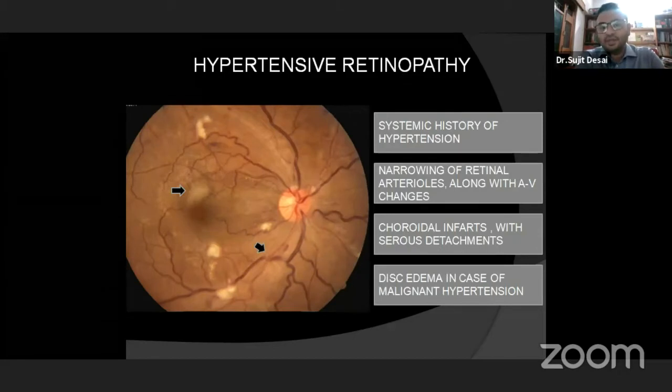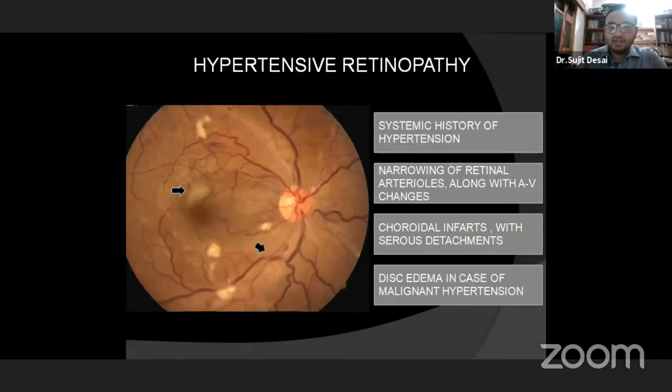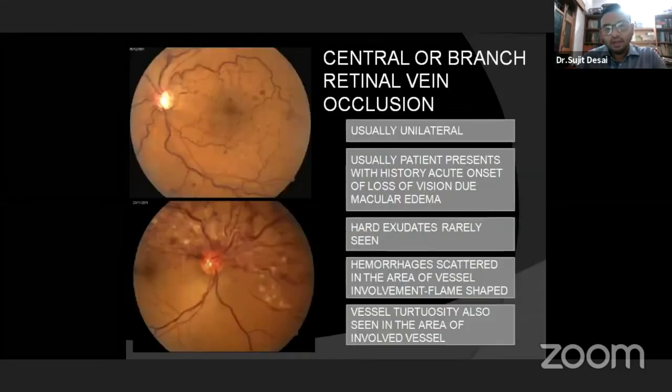We see AV changes in hypertensive cases, which could be early narrowing, atherosclerotic changes of the arterioles pressing onto the venules over the crossings, and a nicking sign can be present. Choroidal infarcts can be seen, as you can see with an arrowhead here. There is a choroidal infarct present near the fovea with a serous detachment over it. And this edema can be present in cases with malignant hypertension.